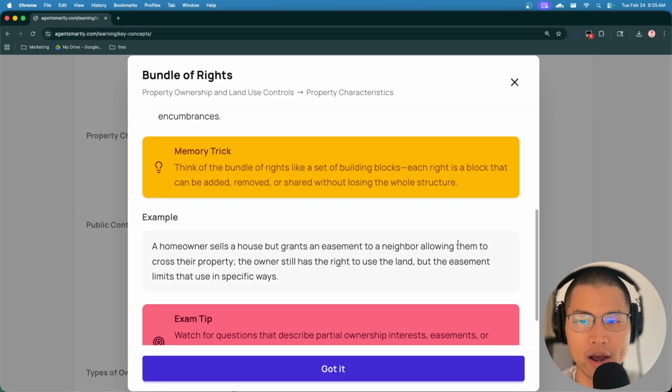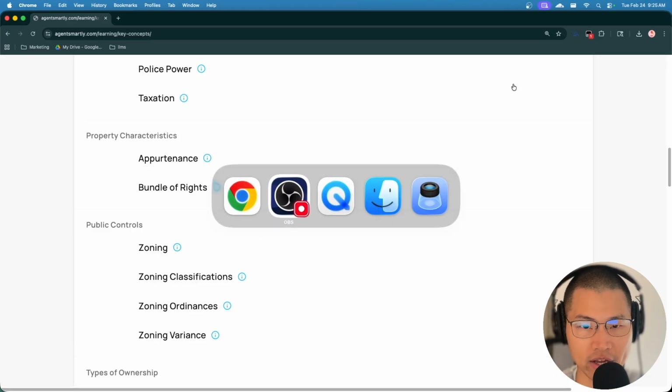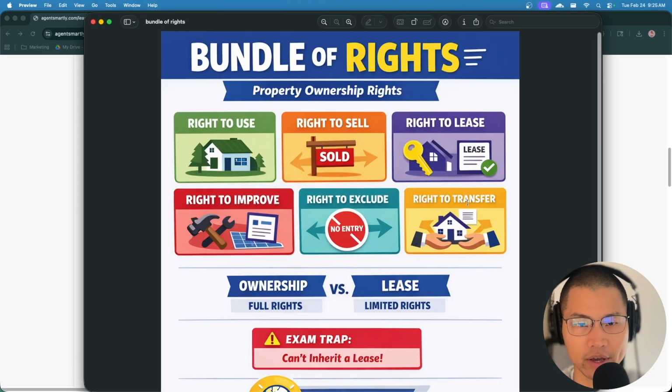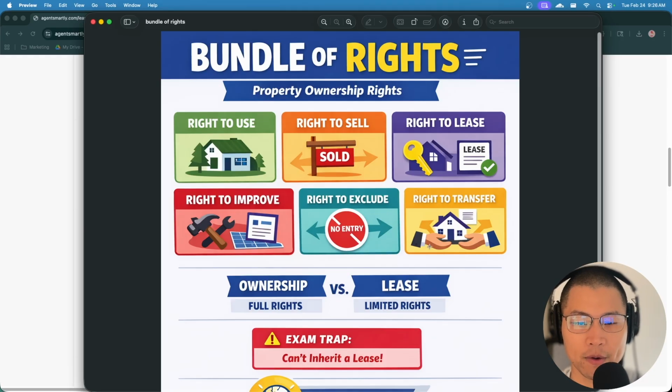Okay, so now let's summarize what we have learned with this one-page study guide right here. Take a look. So bundle of rights: the property ownership rights, and the right to use. You as owner have a right to use, a right to sell, a right to lease, and a right to improve. Also, you have a right to exclude, like if you don't want someone or something on your property, and you also have the right to transfer.